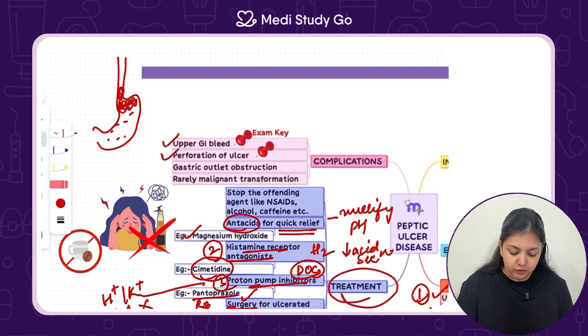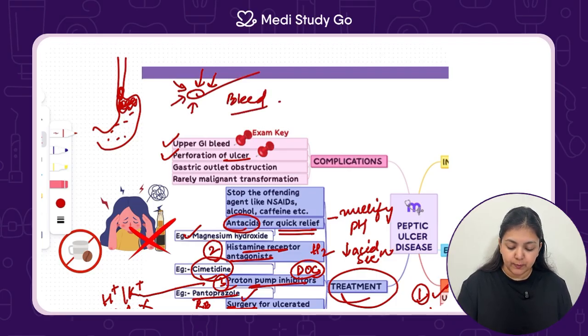Then there can be perforation of ulcer, which is, if an ulcer is being poked and provoked again and again, this ulcer is going to burst and it is going to bleed. So there is going to be perforation of ulcer. Then, if ulcers are present, there can be obstruction of the gastric tract. Gastric outlet obstruction can be present.